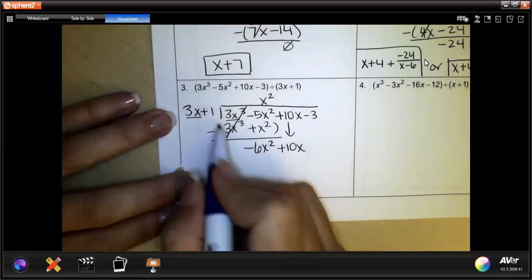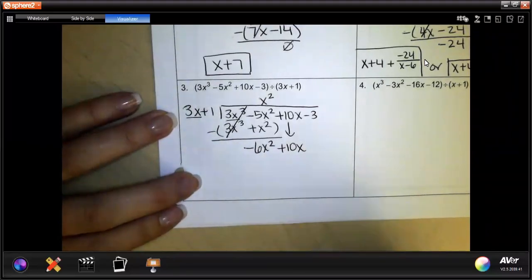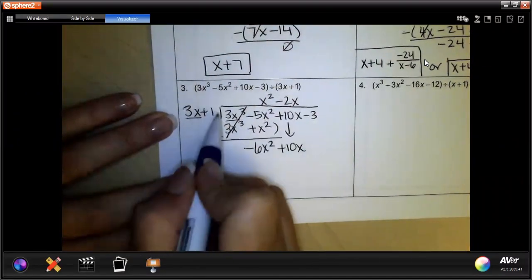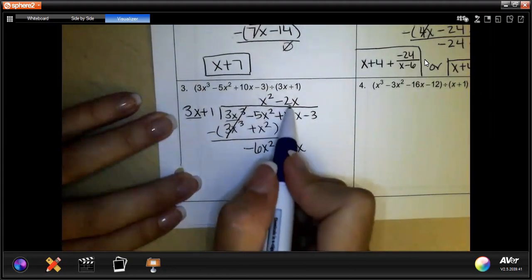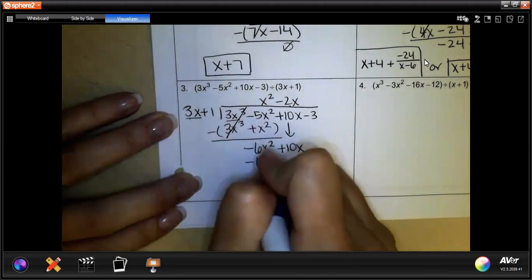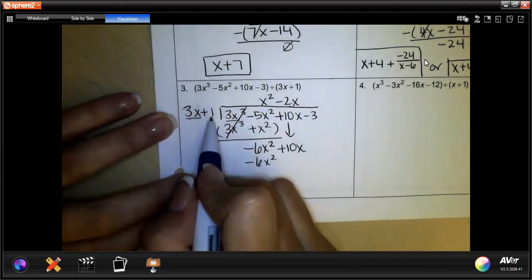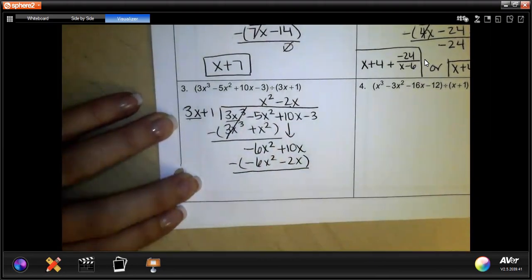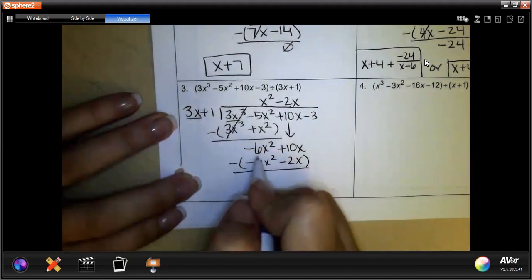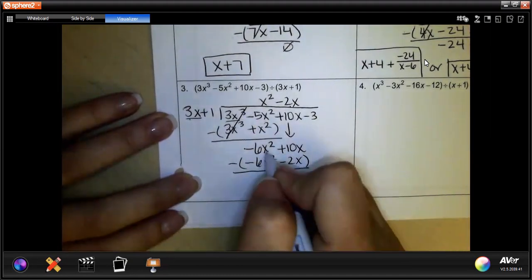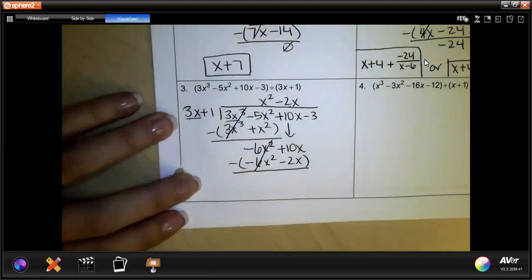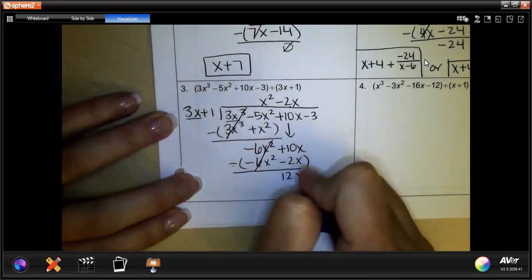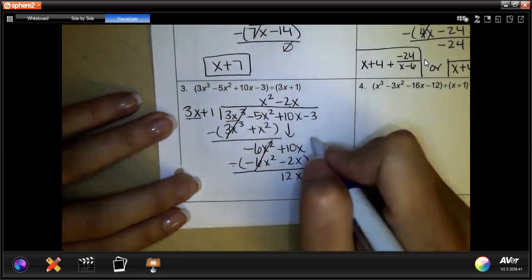So negative 6x squared divided by 3x gives us a negative 2x. We multiply negative 2x times everything over here to get that next line. So negative 2x times 3x gives me a negative 6x squared. And negative 2x times 1 gives me a negative 2x. I'm ready to subtract. And again, I'm subtracting the entire thing. So negative 6x squared minus negative 6x squared is 0. That goes away. And 10x minus a negative 2x gives us a 12x. Be very careful with those signs.